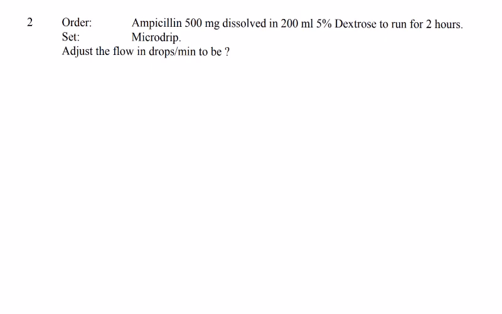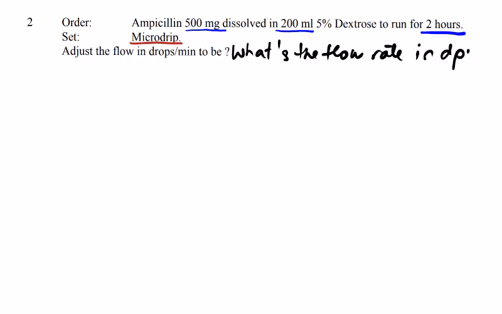Here the order says 500 milligrams dissolved in 200 mils of dextrose to run for 2 hours. We are to deliver this using a micro drip. So our drop set is a micro drip. And the question says adjust the flow rate in drops per minute to be, or basically we are asking what is the flow rate in drops per minute.